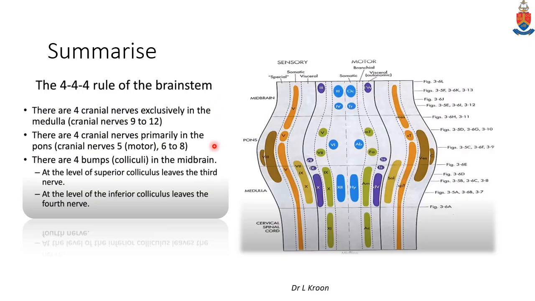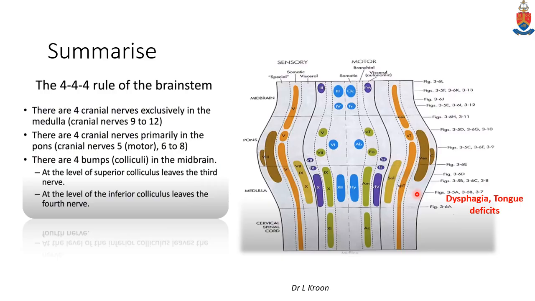So in other words, cranial nerves 9, 10, 11, and 12 will exit the medulla. Cranial nerves 5, 6, 7, and 8 will exit the pons. And then we have the 4 bumps in the midbrain. At the level of the superior colliculus, we have the 3rd cranial nerve. And at the level of the inferior colliculus, we have the 4th cranial nerve. So a lesion in the medulla will give you dysphagia and tongue deficits. Those are the major symptoms a patient will present with when they have a lesion situated in the medulla.